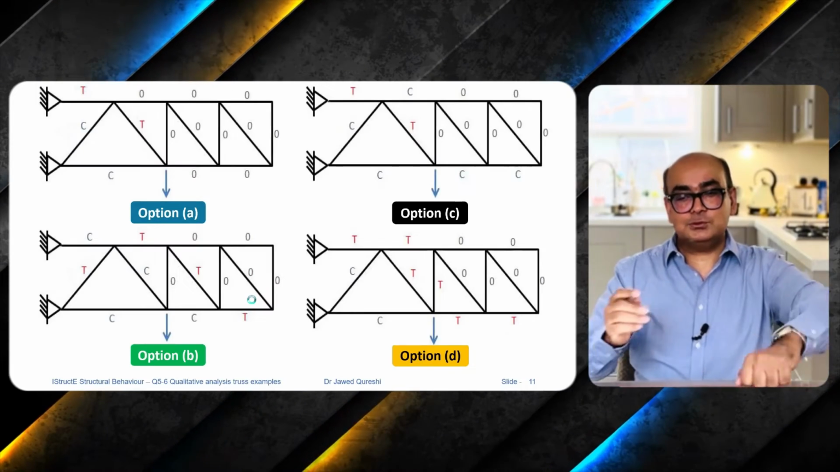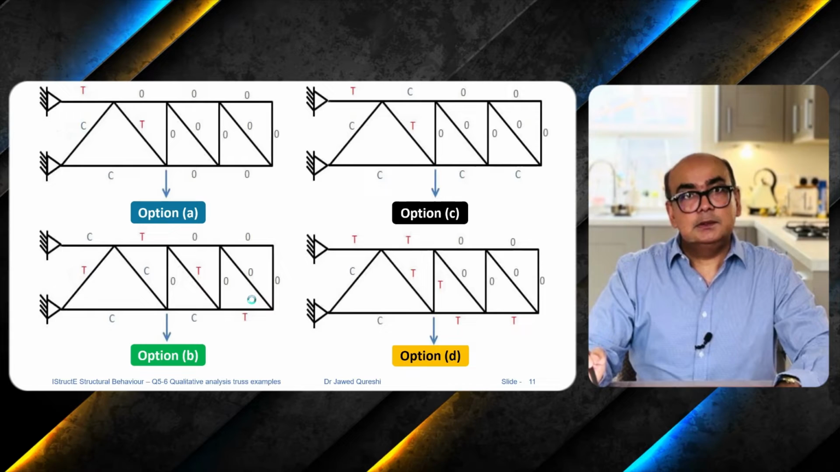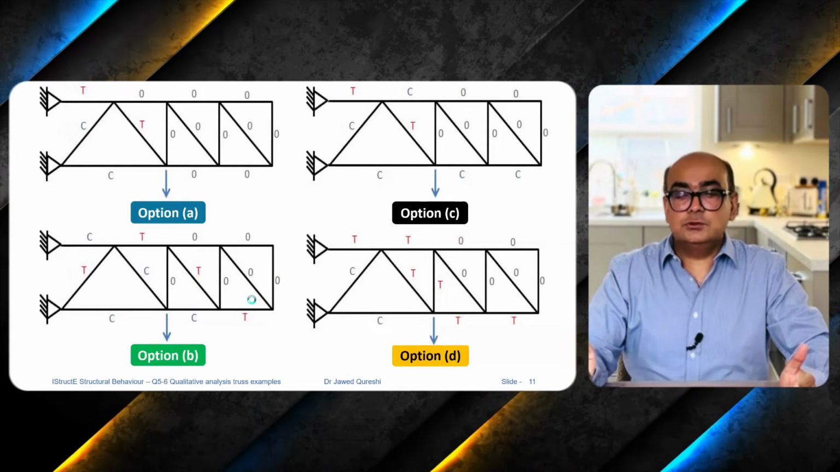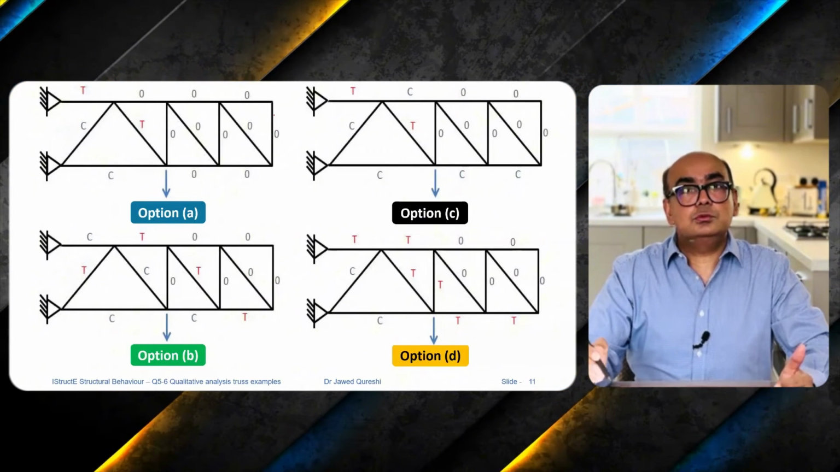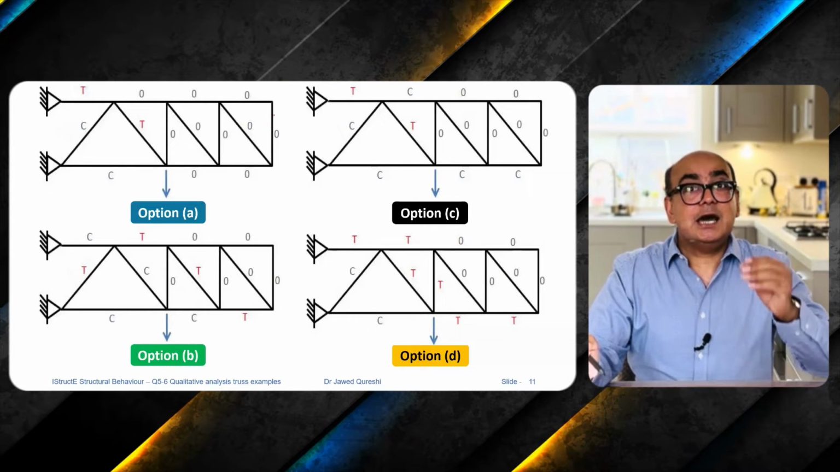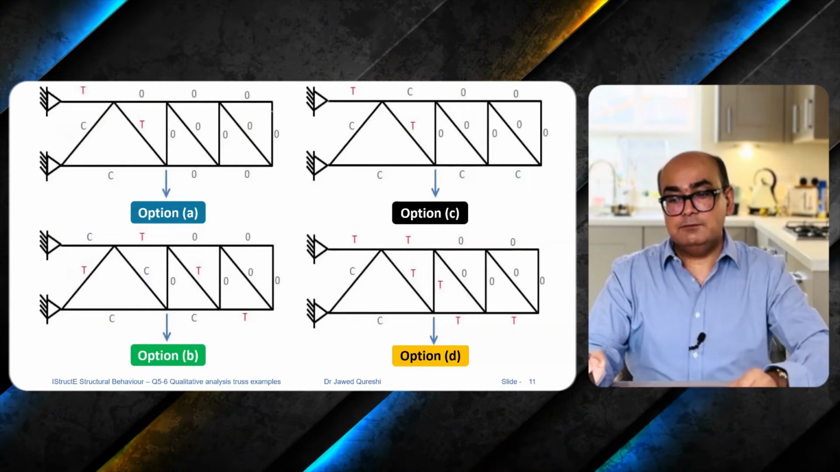So let us go through this question. Now first I will apply the first rule, which was that two non-collinear members meeting at an unloaded joint will be zero.